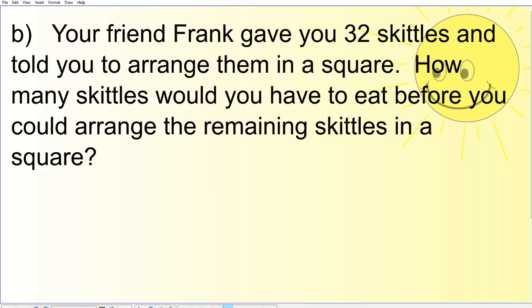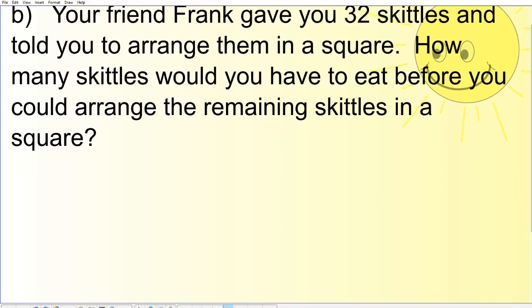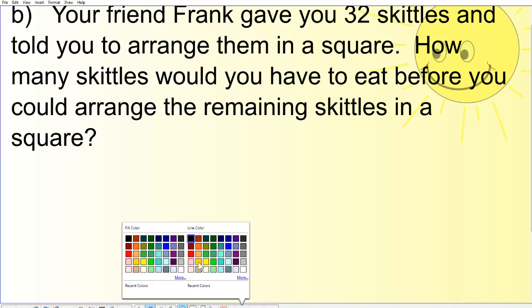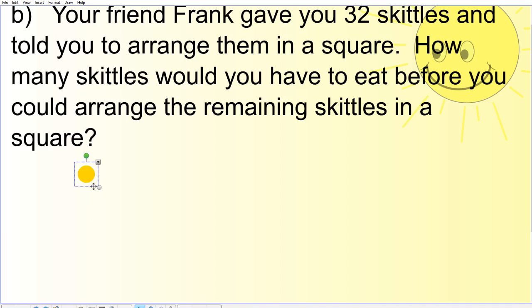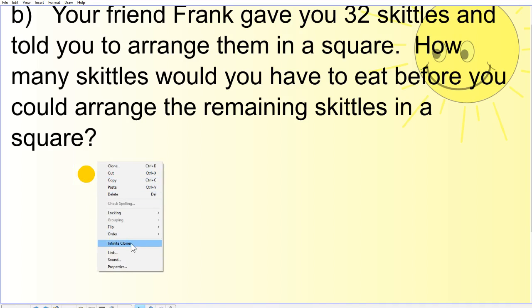Letter B. Your friend Frank gave you 32 Skittles and told you to arrange them in a square. How many Skittles would you have to eat before you could arrange the remaining Skittles in a square? Okay, so here's what I'm going to do. I'm going to make a little circle here, and I'm going to make them orange because that's my favorite color, Skittle. So there's my orange Skittle. And then I'm going to turn him, Infinite Cloner, on.